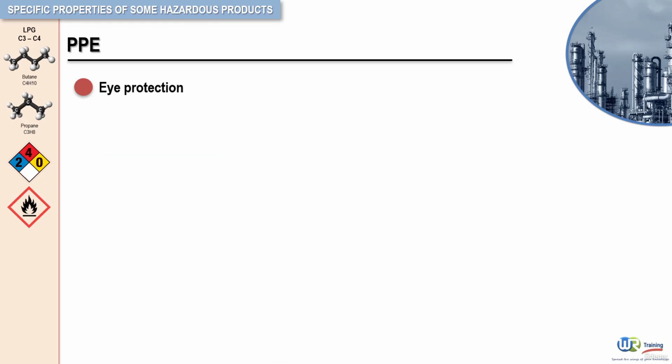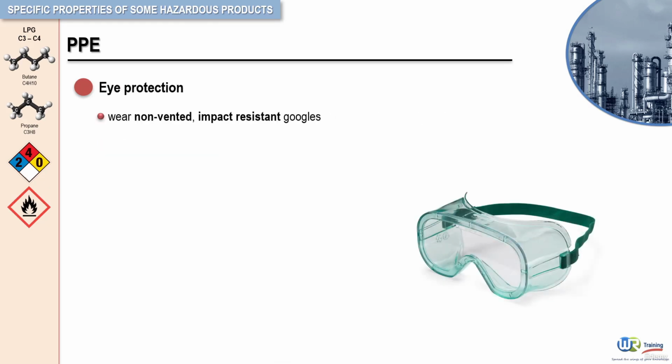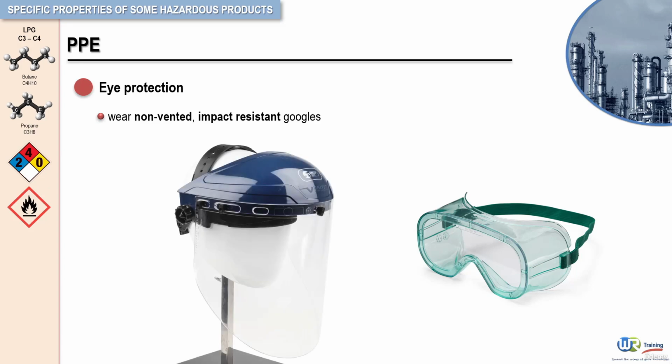For eye protection, wear non-vented, impact-resistant goggles when working with fumes, gases, or vapors of LPG. If additional protection is needed for the entire face, use in combination with a face shield. Recall, a face shield should not be used without another type of eye protection.